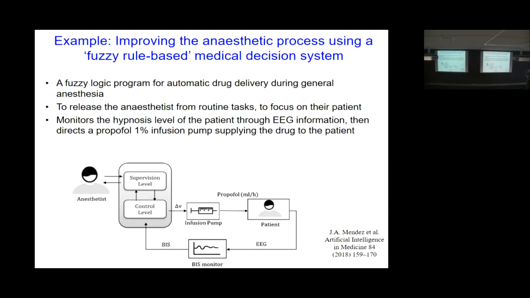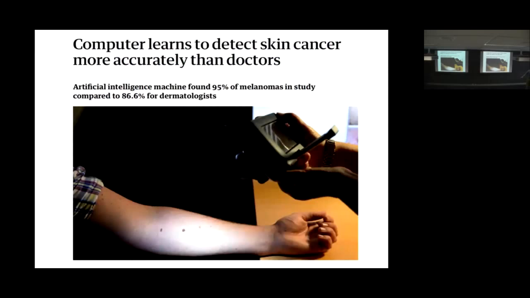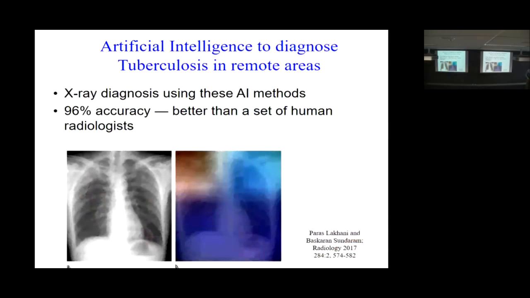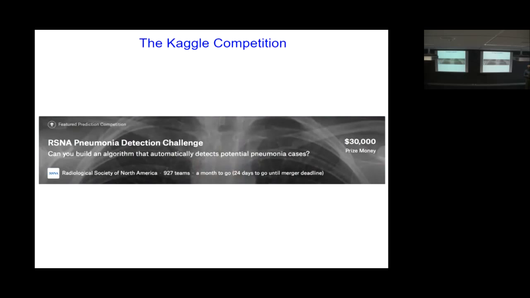We already heard a little bit about detecting skin cancer more accurately than doctors from images of skin. The idea of diagnosing tuberculosis, where in remote regions you don't have very skilled radiologists, but the AI can at least identify images that need to then be transmitted to a remote radiologist to look at. And once again, the Kaggle competition and other competitions are honing the skills in this area.